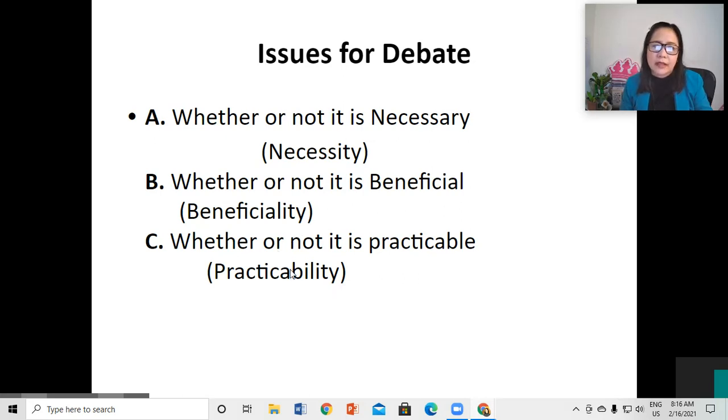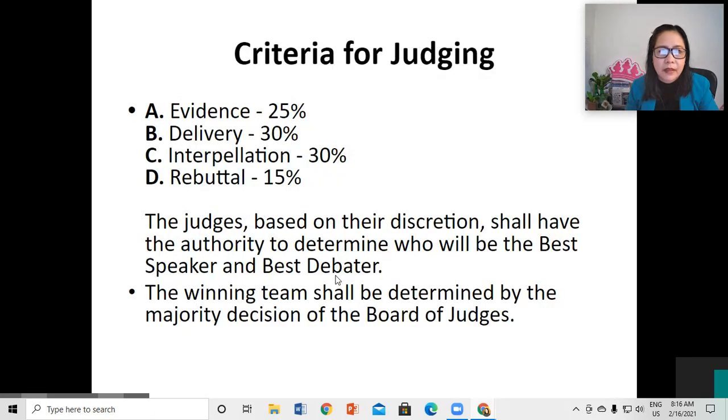And letter C, practicability. This is different from practical. Practicability means, is it doable? Is it feasible? Can it be done? The affirmative side shows that it can be done, but the other side will say it cannot be done. So please do not overlap with the issues and focus that each one should have.